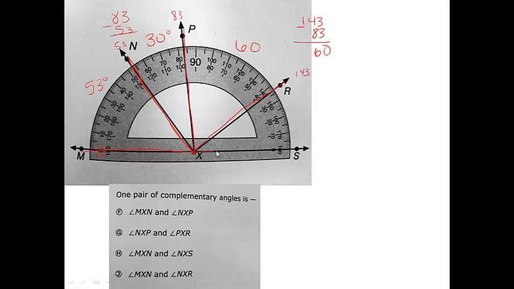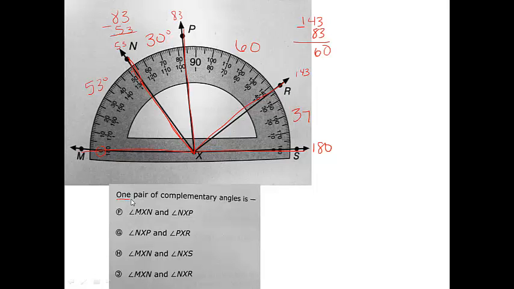And then you have angle RXS, and you go from 143 to 180. We need to figure out how much is in between here. How much is that? You do the math. You should have found out that it's 37 degrees. So now that we've measured all four of these angles, we need to read our question.